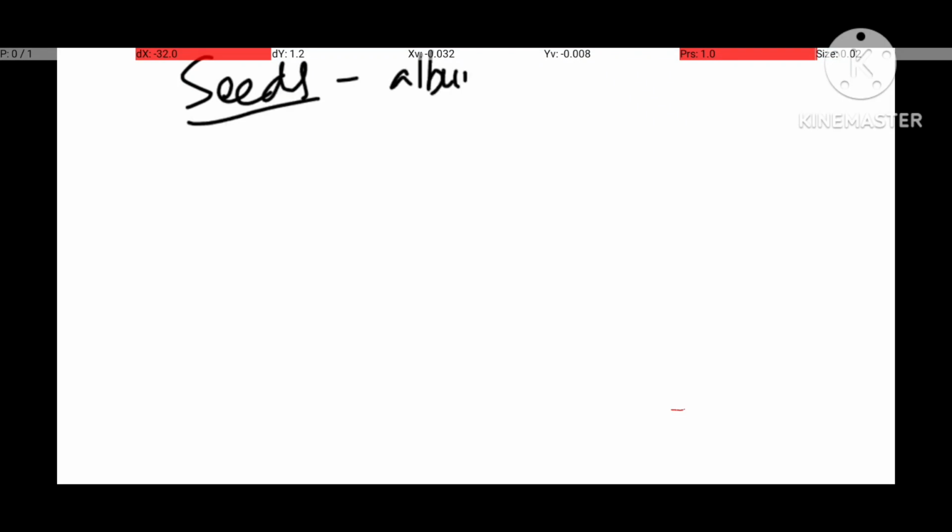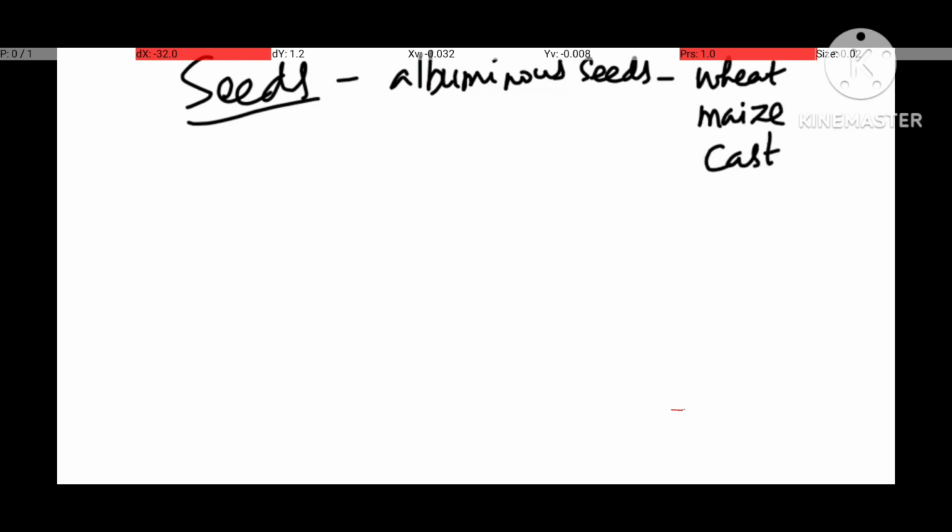Albuminous seeds. Can you give me some examples of albuminous seeds? Okay, wheat. We can put maize here. Wheat, maize, castor. They are all albuminous seeds. But what is the meaning of albuminous seeds?